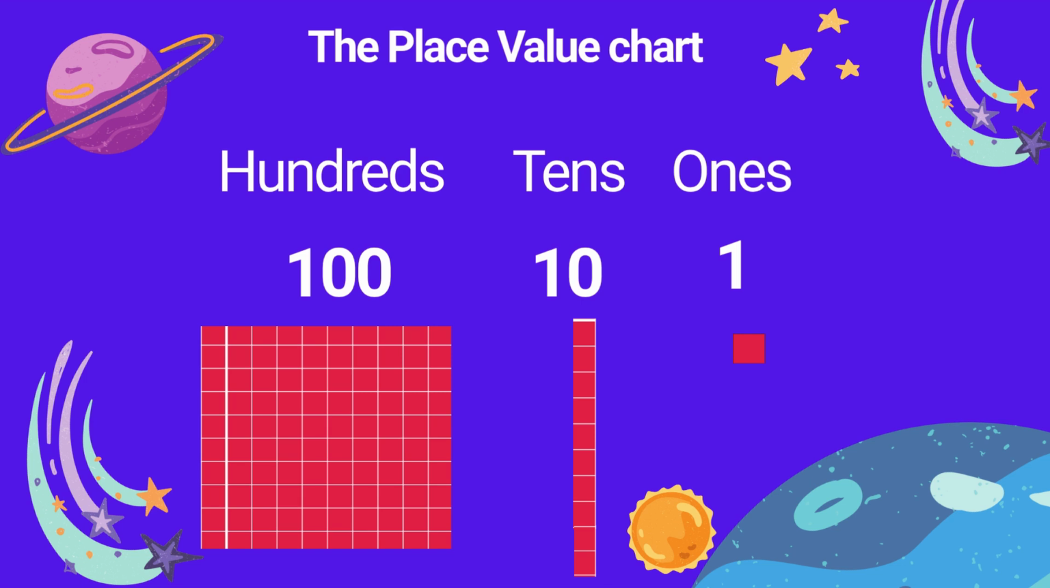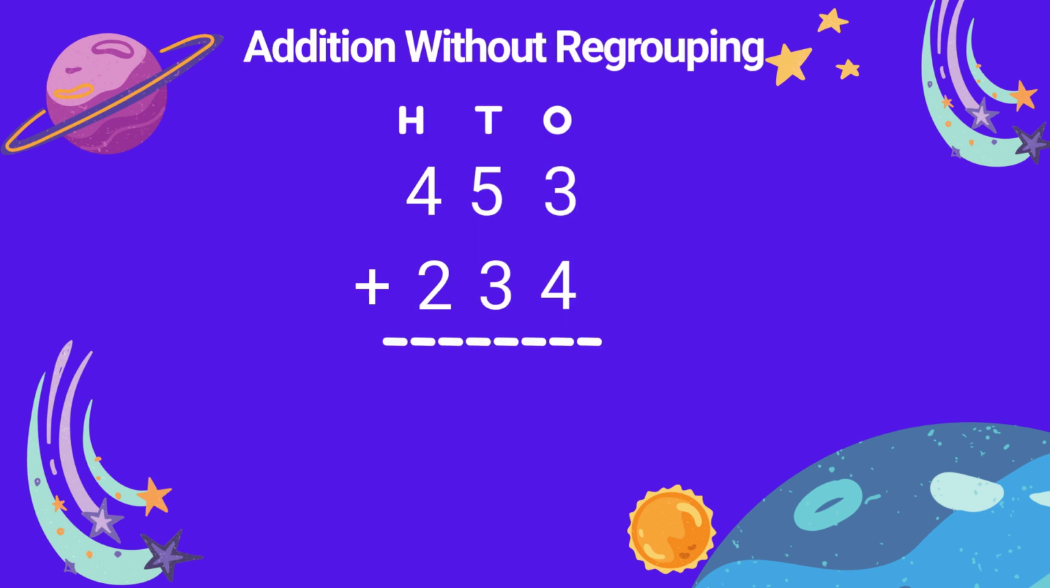Now, let's see our first example of adding 3-digit numbers. Add 453 and 234. Write the numbers one below the other. Make sure the hundreds, tens and ones are in the correct columns. Now start adding. Remember, we always start adding from the ones place.